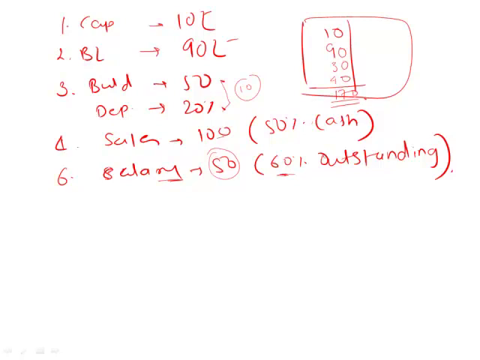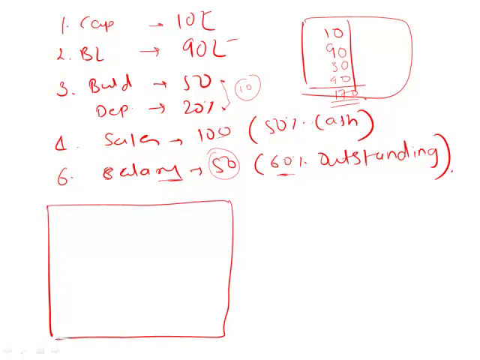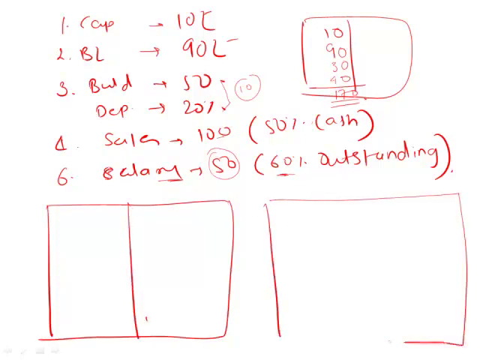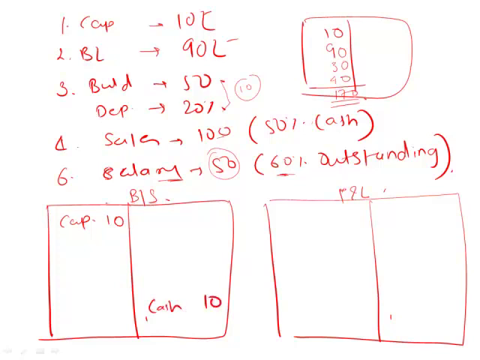Should we do this together? Let's do this. It's a bit tricky, be careful here, understand this. And if you understand this one, I'll take you to the next concept of debits and credits. Okay. This is my balance sheet. This is my profit and loss account. Transaction number 1, capital. Capital 10, cash 10. Next one, bank loan 90. Bank loan 90, cash 100.